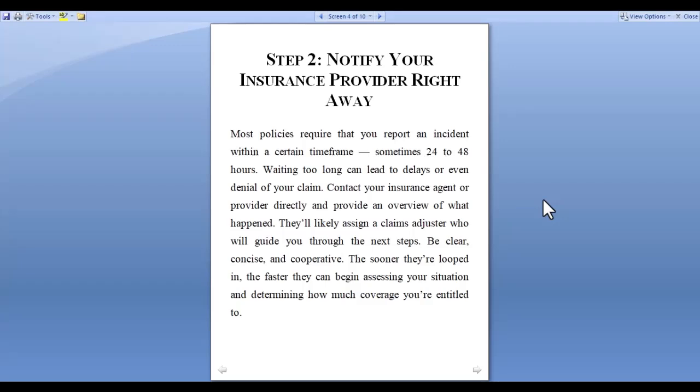Contact your insurance agent or provider directly and provide an overview of what happened. They will likely assign a claim adjuster who will guide you through the next steps. Be clear, concise, and cooperative. The sooner they look in, the faster they can begin assessing your situation and determine how much coverage you are entitled to. So now let's go to the next step.